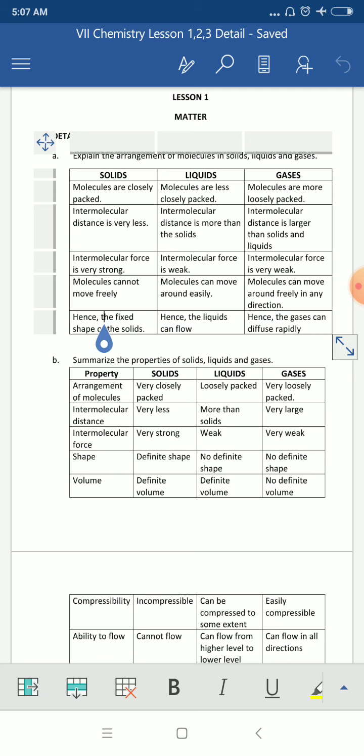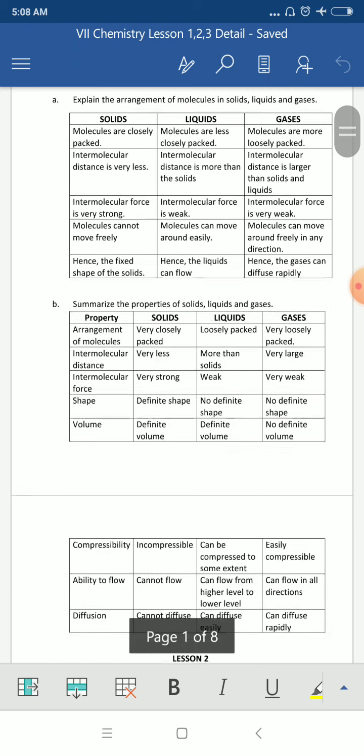So this makes the molecules move freely. In solids the molecules cannot move freely, whereas in the liquids they can move around easily, and in gases they are very free to move anywhere. So the fixed shape is obtained here, as the liquids can flow, whereas gases can diffuse. The keywords are very important. Here the flow, here it is diffuse.